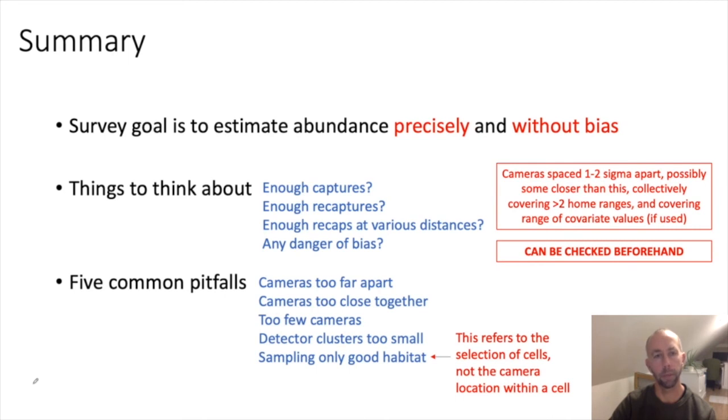We looked at designs suffering from 5 common pitfalls. Cameras could be too far apart, too close together, there could be too few cameras. Where we used clustered designs, the clusters of detectors could cover too small an area, and we could oversample good or bad habitat. Each of these pitfalls leads to a failure of at least one item on the 4-point checklist. In the next video, we'll look at some software that can help you take a possible design and make sure that it's got the good properties on the 4-point checklist and avoids the pitfalls.